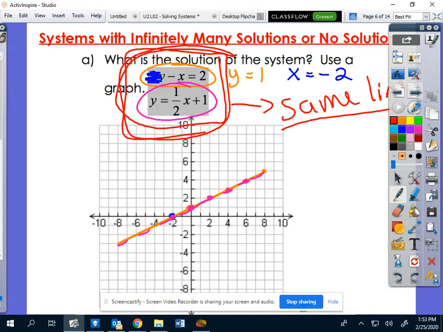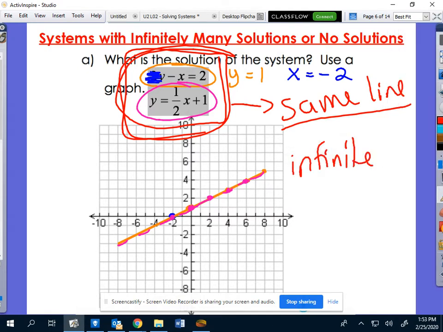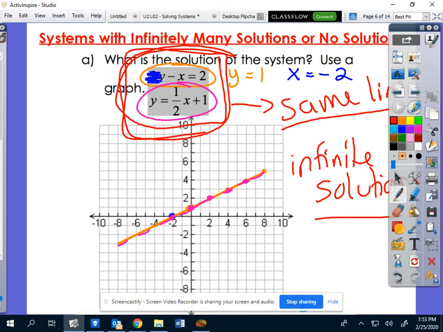So you have to still write this down. We have an infinite number of solutions. Infinite solutions. Okay? But it's really important that you visualize that. Got to graph it. Let's do the last one here.